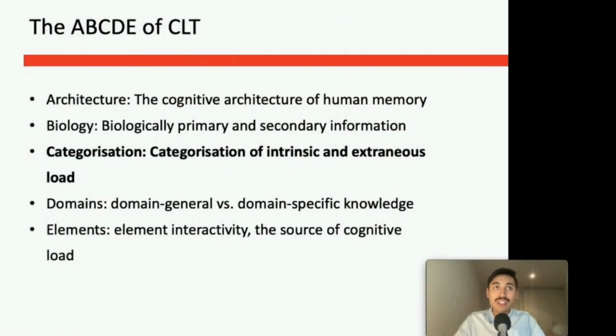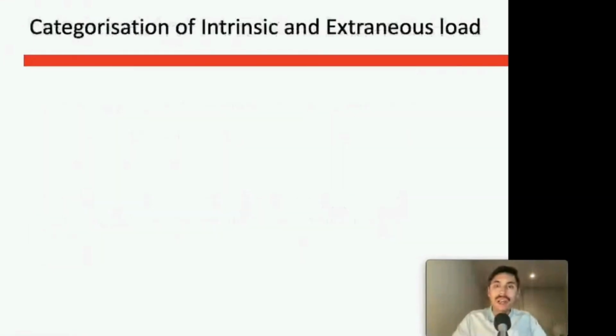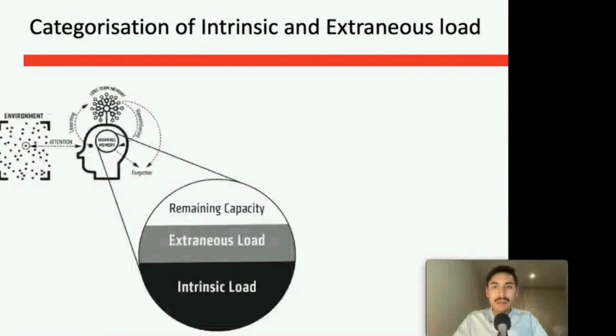So that's architecture. C is a categorization of intrinsic and extraneous load. Let me explain this with a bit of an example. When we think about working memory, as a teacher, that's really what we've got to deal with. We can't get students to think about anything more than they can fit in their working memory if we're talking about novel information at a time.